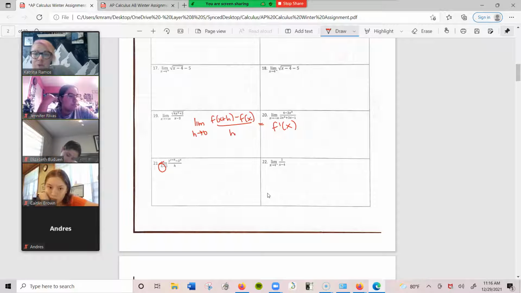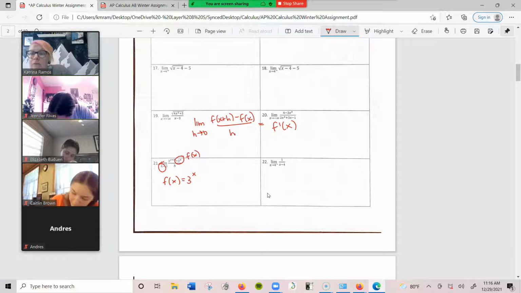Okay, so if you see the limit where h is approaching 0, look at what you have. It would be f of x plus h. You see how you have 3 raised to the x plus h minus 3 to the x. This 3 to the x is f of x. Does that make sense? So I like to make a note: f of x is 3 to the x, not the negative, because that's part of the definition. So the answer to that limit is the derivative of this function.